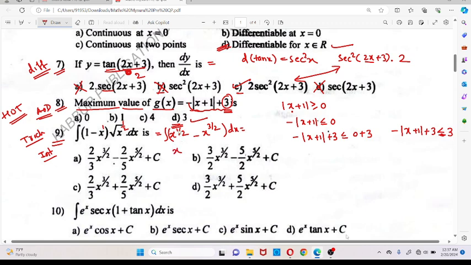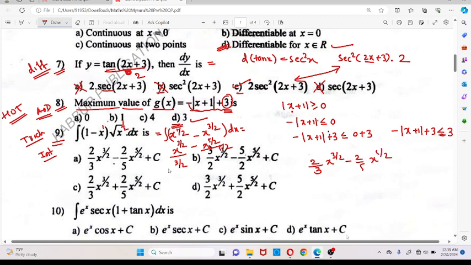Easily you can work out this. 1 plus 2 is what? 3. That is, if you take 1 by 2 outside here, I will get x to the power 3 by 2 divided by 3 by 2, minus x to the power 3 and 2, numerator and denominator add. 3 plus 2 is 5. It is 5 by 2 divided by 5 by 2. If you simplify this, you will get 2 by 3 times x to the power 3 by 2 minus 2 by 5 times x to the power 5 by 2.